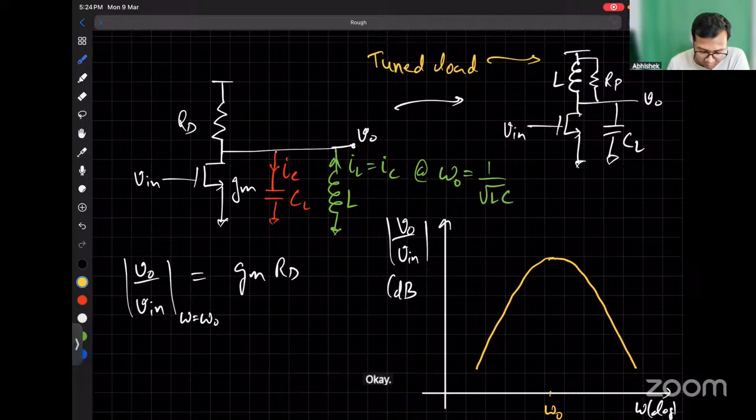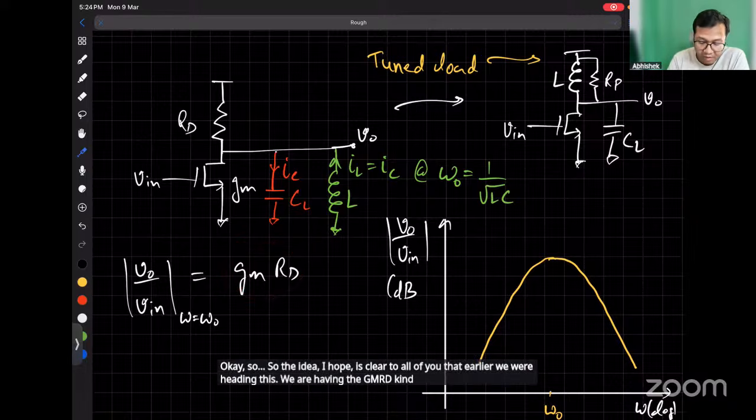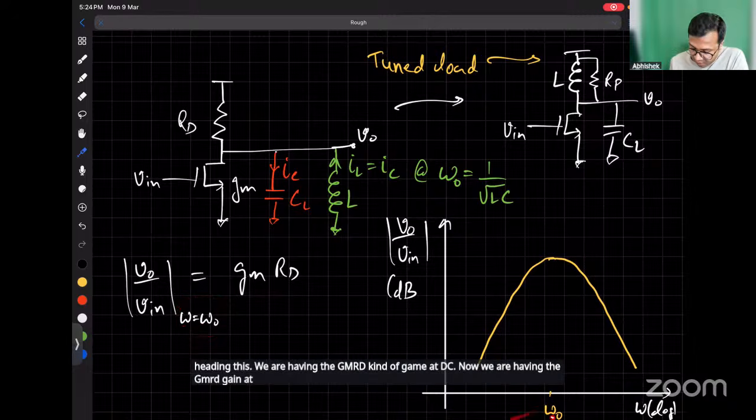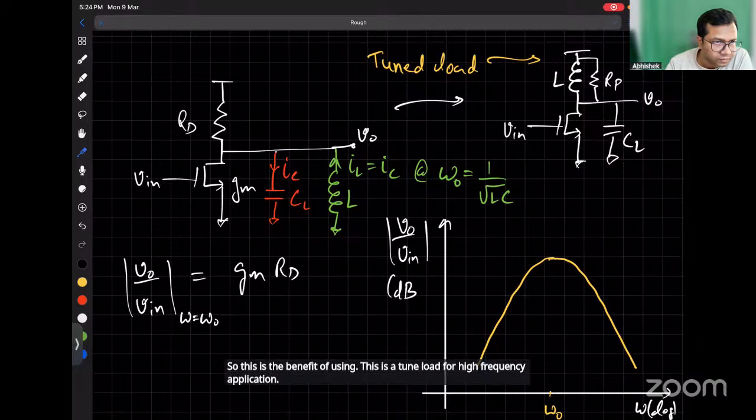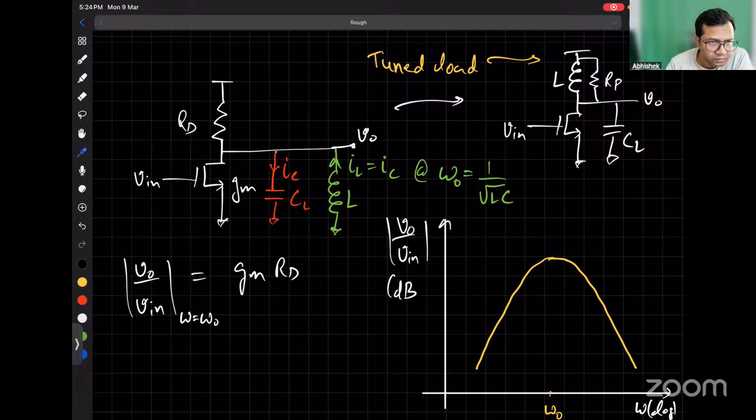Okay, so the idea I hope is clear to all of you that earlier we were having the GMRD kind of gain at DC. Now we are having the GMRD gain at some omega naught. Okay, so this is the benefit of using this tuned load for high frequency application. So I hope the working principle of this tuned load is clear.